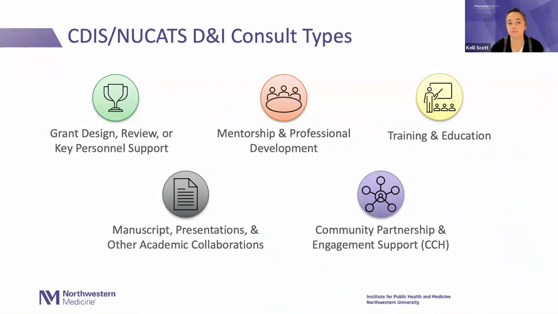We can also matchmake you with key personnel. As Renette noted, it's a team science approach. So if you're looking for a collaborator for this work, a co-I, an MPI, and so forth, we can help you find those folks here at Northwestern who might be a good match. We can also offer mentorship and professional development services. So if you just want to learn more, maybe have some ongoing conversations about implementation research and science, we can talk to you about that as well.